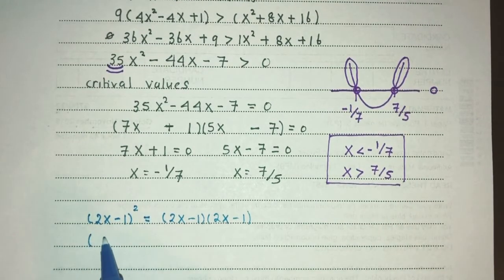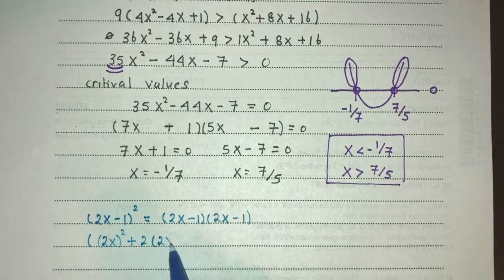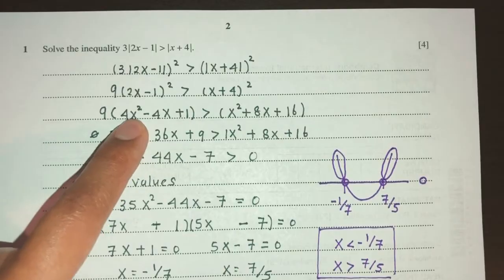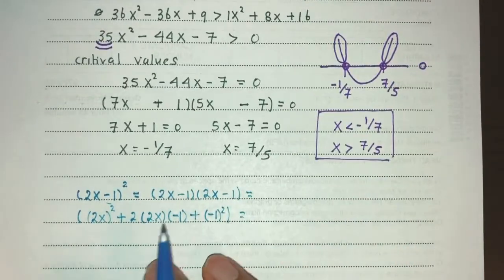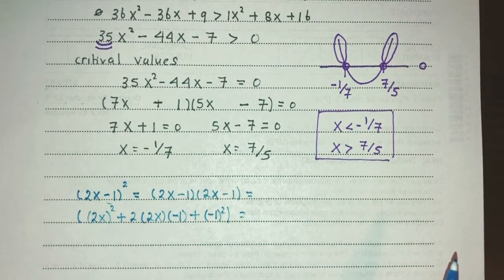You can do 2x squared and then plus 2 times the first one and the second one, which is minus 1, and then plus minus 1 squared. So you should get the same thing, which is this one. So that's how you expand this. This is only a side note for you to understand how we expand this.